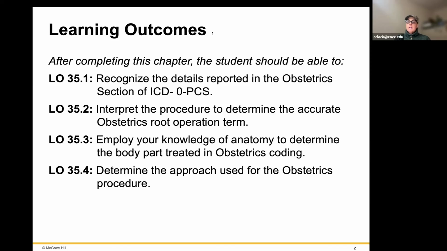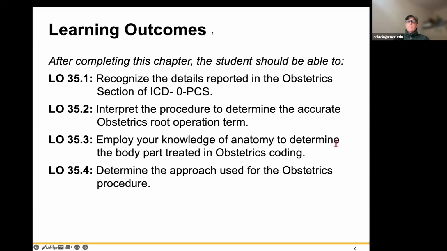Next, you're going to interpret the procedure to choose the correct obstetrics root operation. This is still the what was the objective question. This is what we've talked about in the previous lectures as far as objectives are concerned, and yet this is specific to the OB chapter. Then you're going to apply your anatomy to select the correct body part for obstetrics coding. You're going to focus on identifying the structure involved based on the note and matching it to the body part options available in the OB tables.